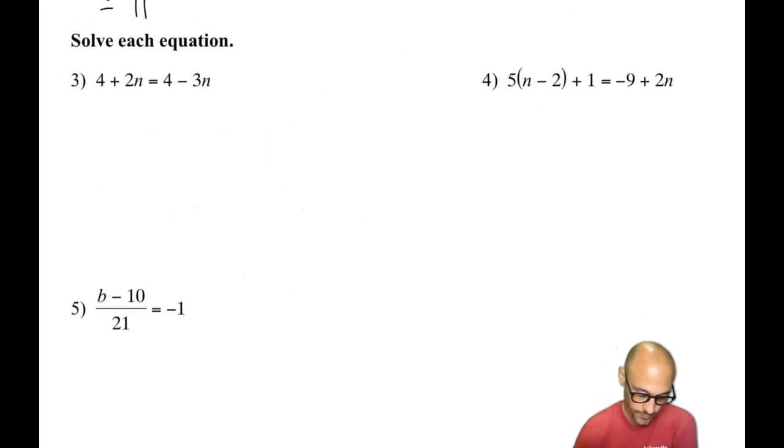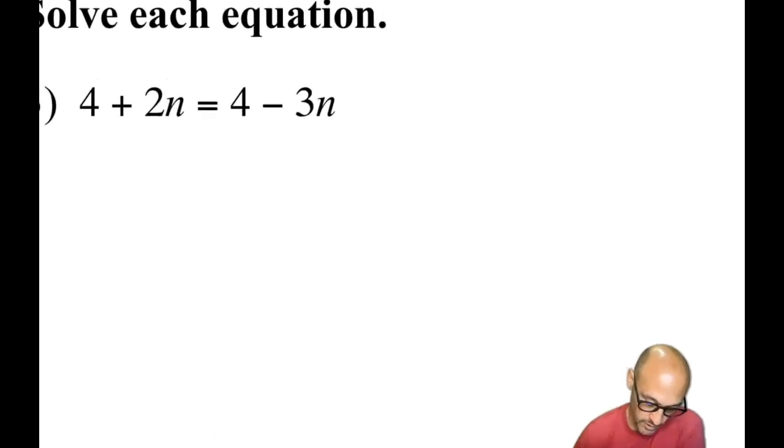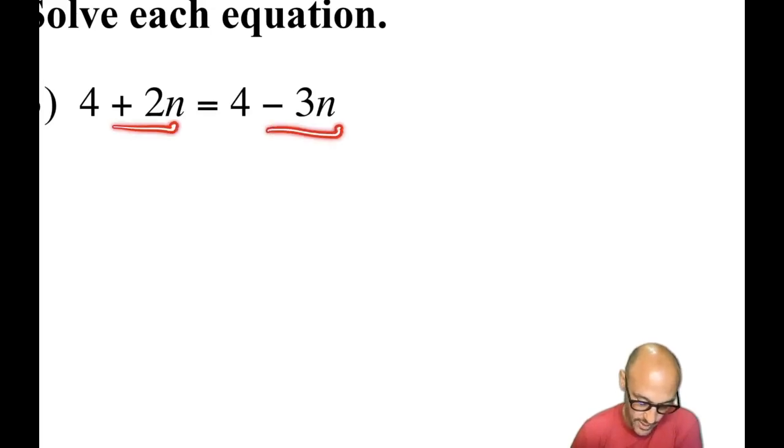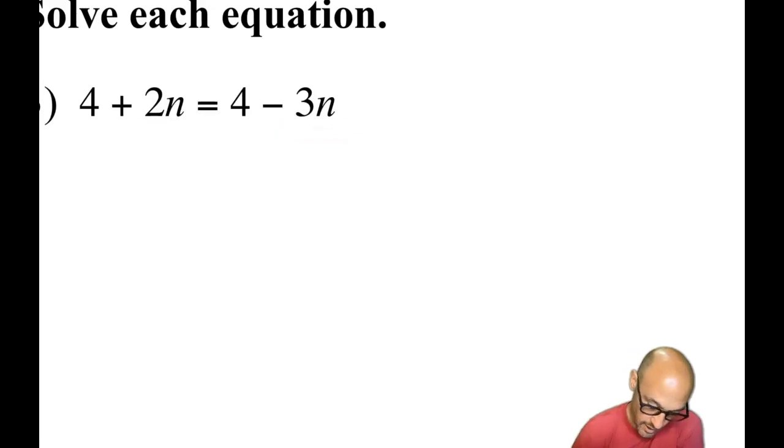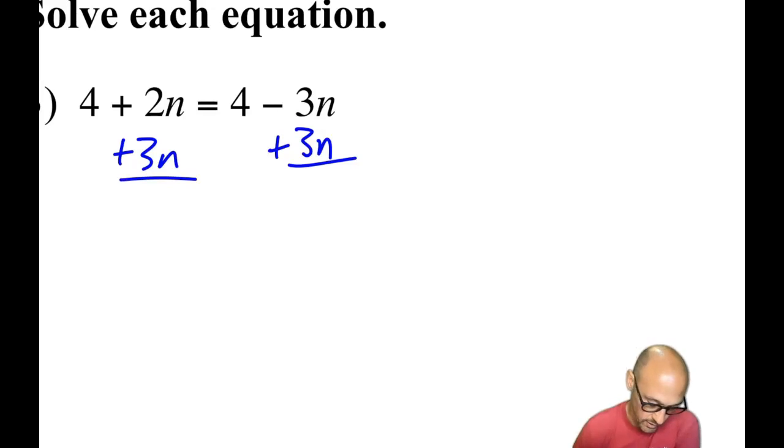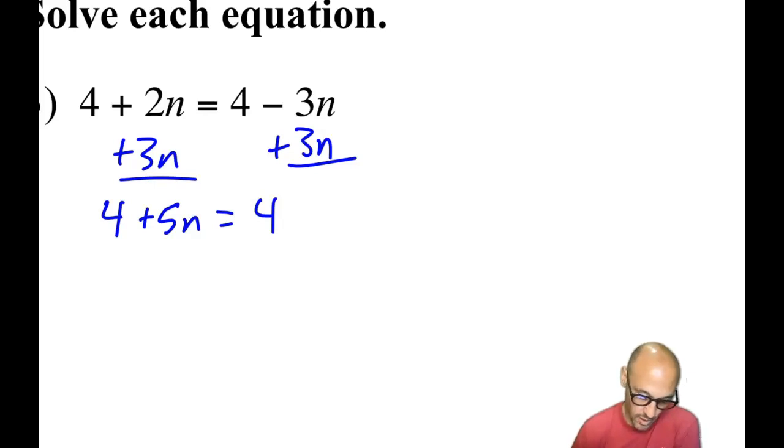All right. Solve each equation. So here, what I'm noticing is that I have this positive 2n on the left and the negative 3n on the right. I'm going to subtract, or no, let's add 3n to make that a 0 on the right. You can do either way. I could have subtracted a 2n as well. Doesn't really matter if we do the rest of our steps correctly.